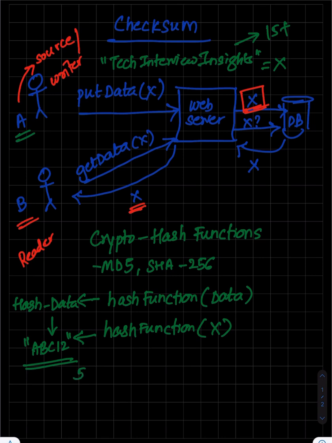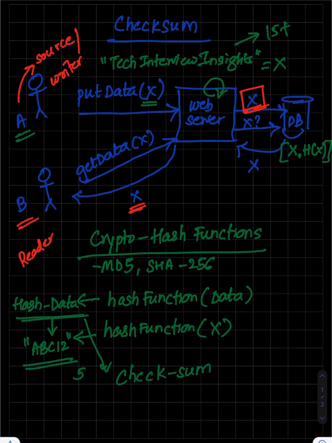So whenever we get a request from the user that you want to write this data X into the application, the web server will have these crypto hash functions available. It will apply these crypto hash functions on the data, and it will not only store the value X into the database, it will also store the hash of X into the database. So this is the concept of storing or writing the crypto hash value into the database. The value which we call hash data is also sometimes referred to as checksum.